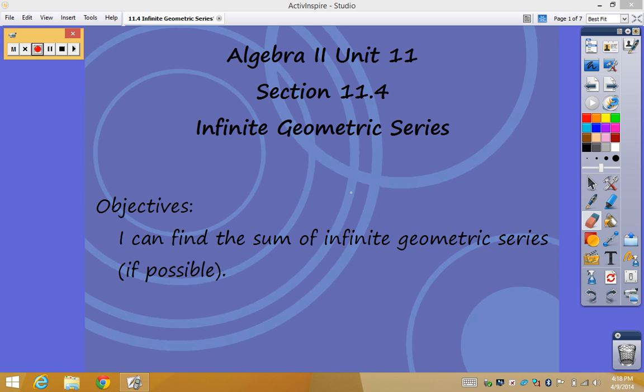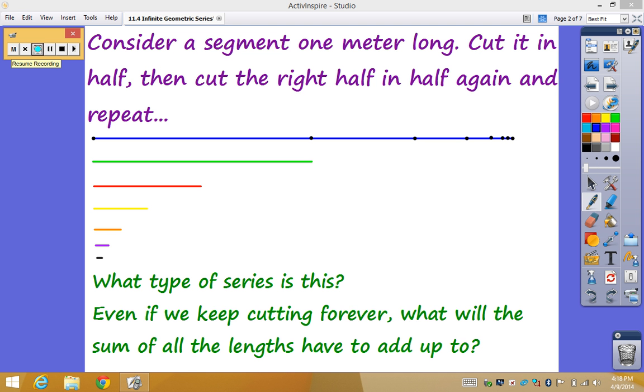In this lesson, we are going to find the sum of infinite geometric series. First, we are going to consider a segment 1 meter long. Now that would be the blue segment drawn below this. Cut it in half. That would be the green segment drawn below the blue segment. Cut it in half again. That will give you the red segment. Cut it in half again, and we keep repeating.